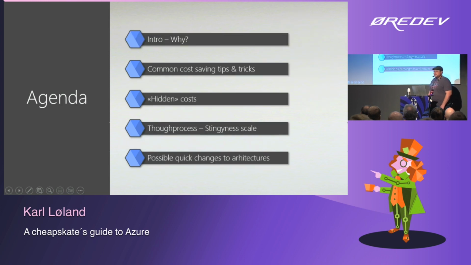So, what are we going to talk about today? Well, first we're going to have a look at an introduction on why this talk might be needed for somebody. Then we're going to have a look at some common cost-saving tips and tricks. And then we're going to look at what I've called hidden costs. They might not be hidden, but they could have been. Then we're going to have a look at a thought process I use when I architect a solution, called the Stinginess-scale. And then have a look at some possible quick changes you could do to your reference architectures just to save some quick money.